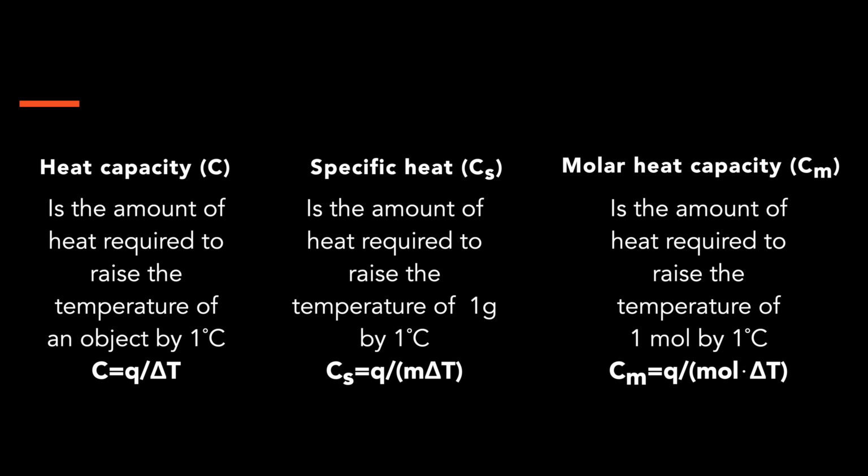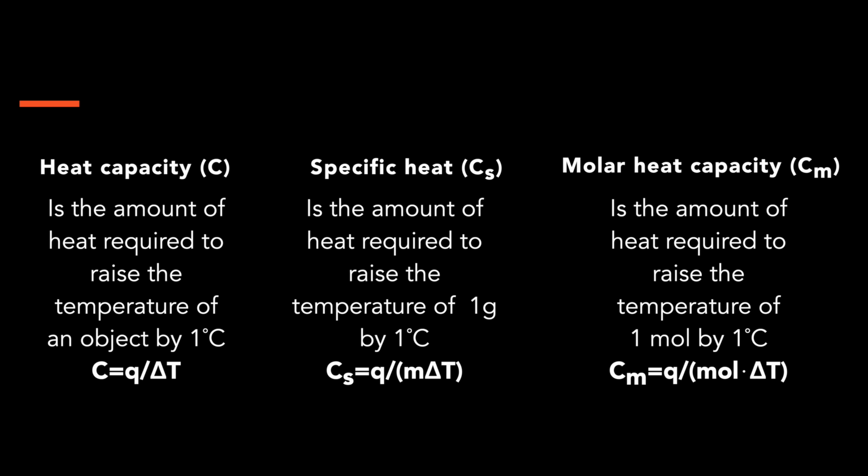the amount of heat required to raise the temperature of an object by 1 degree Celsius, and is denoted by capital C and is calculated by heat divided by change in temperature, whereas specific heat of a substance is the amount of heat required to raise the temperature of 1 gram of substance by 1 degree Celsius and is denoted by capital C subscript S and is calculated by heat divided by mass times the change in temperature.